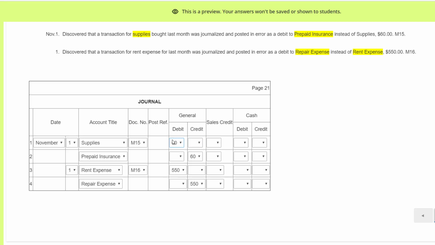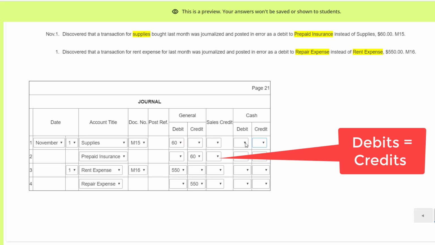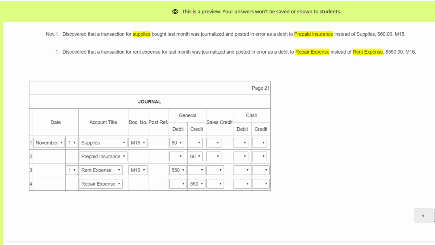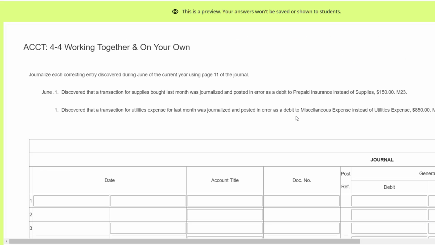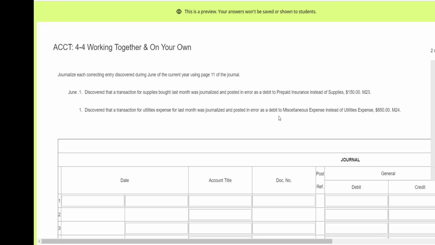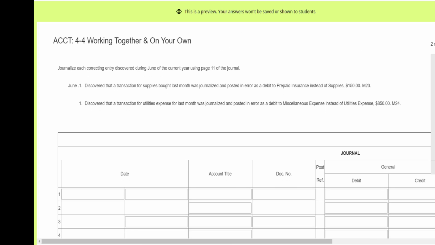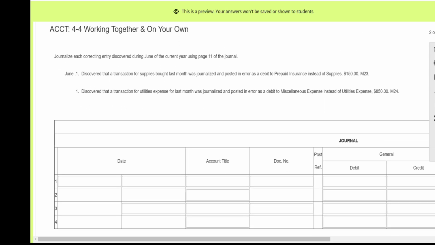And remember, I'll always have debit on the top and credit on the bottom. So my easy check here is that I only have one number per line and the top line is debit and the bottom is credit so that they're equal. In the next part, we're doing the same thing. I'm just having you type it out instead of clicking down the drop-down menu to figure it out.